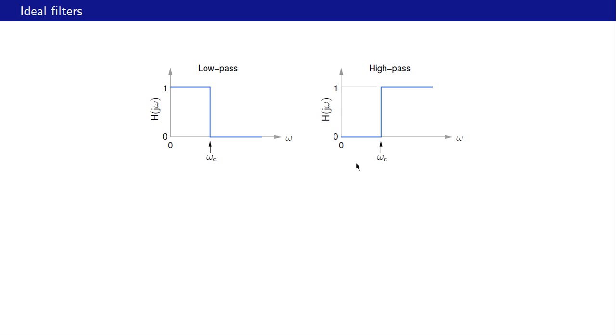For a high pass filter, the situation is exactly the opposite. For omega greater than omega c, the transfer function is 1 and therefore these frequencies will get passed. For omega less than omega c, the transfer function is 0 and therefore these low frequencies will get rejected.